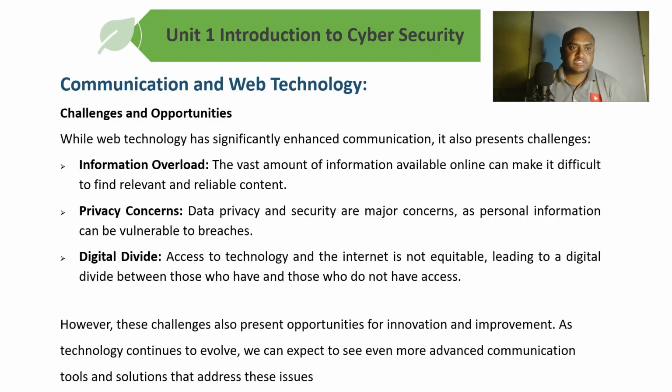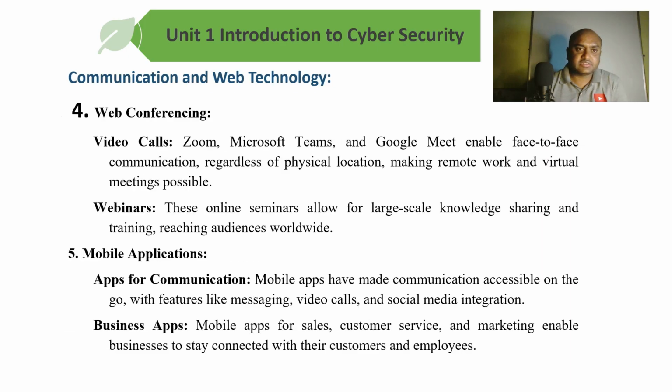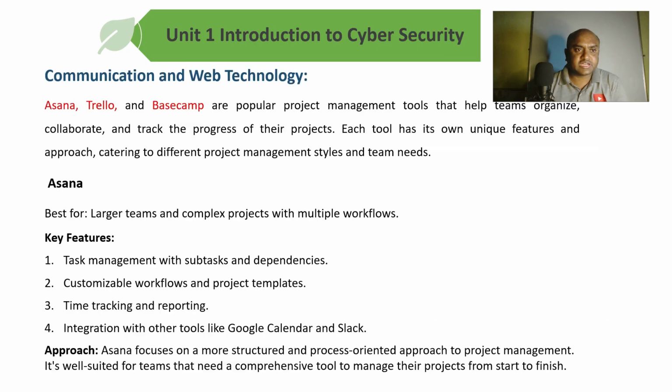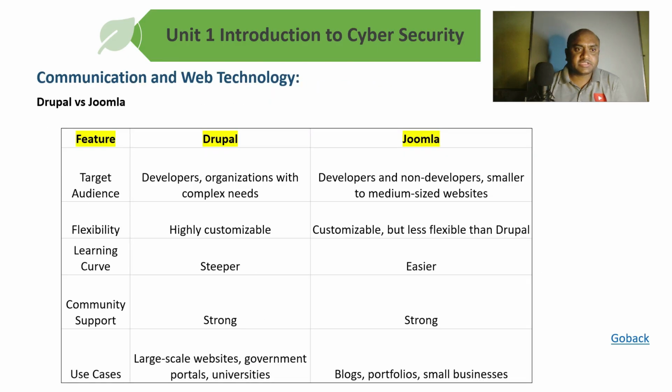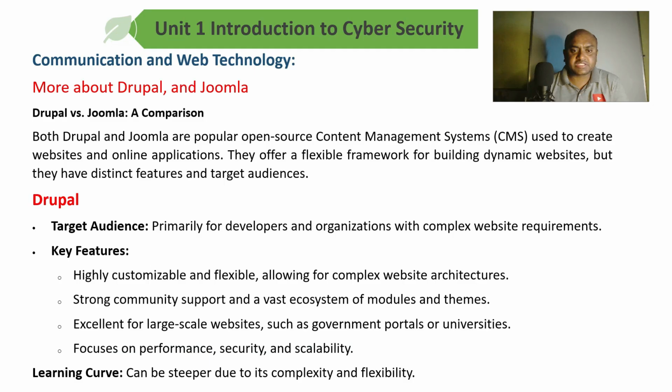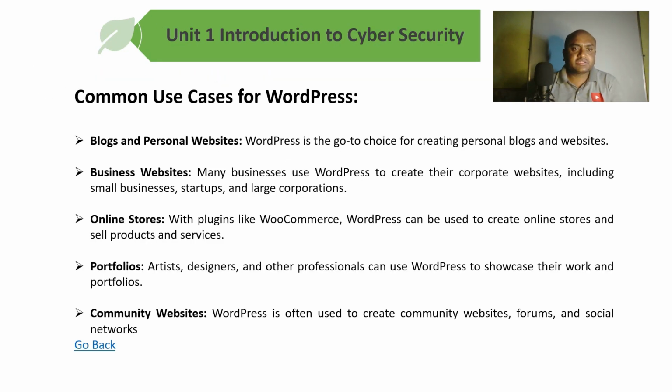So in this, we have learned up to the last communication and web technologies, and the entire four, five things that are there in communication and web technology, and what the different types of tools like Asana, Trello, and Basecamp are, and what the different features of Drupal and Joomla are. And we have seen all the content management systems like WordPress, Drupal, and Joomla, and project management tools like Asana, Trello, and Basecamp. Okay.